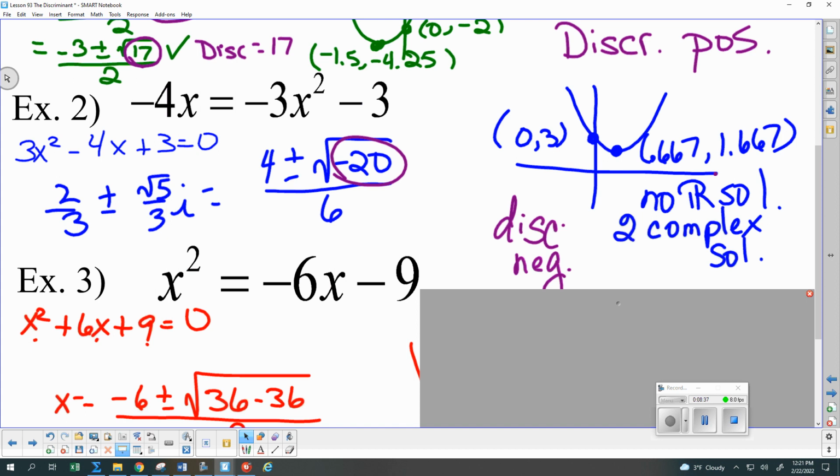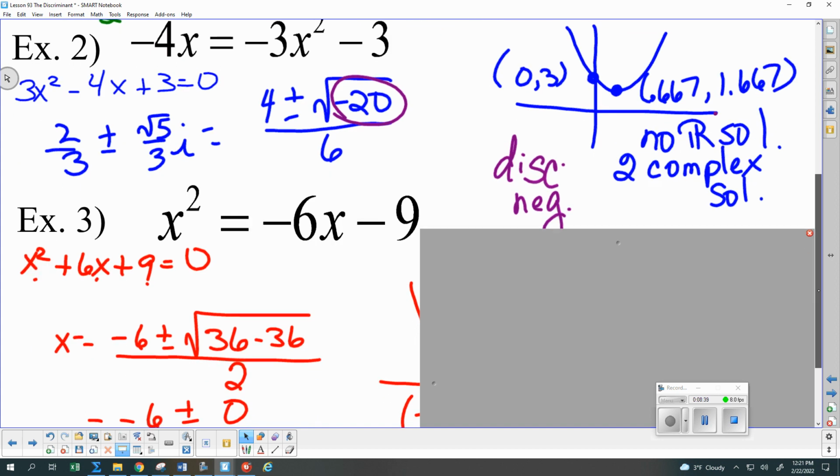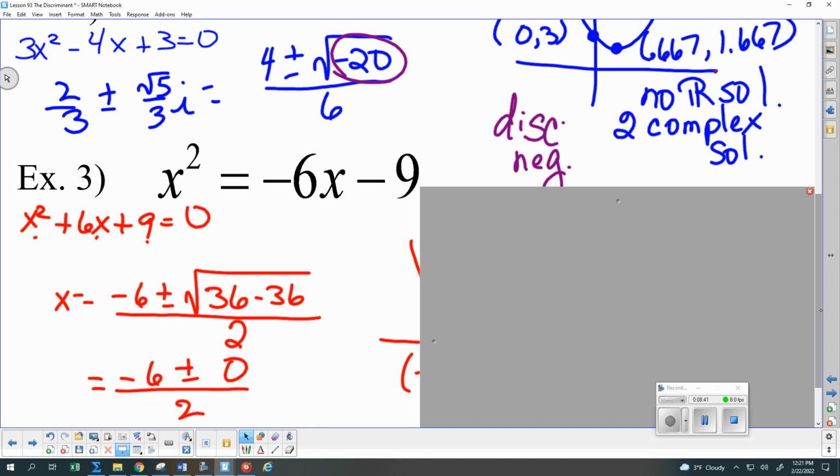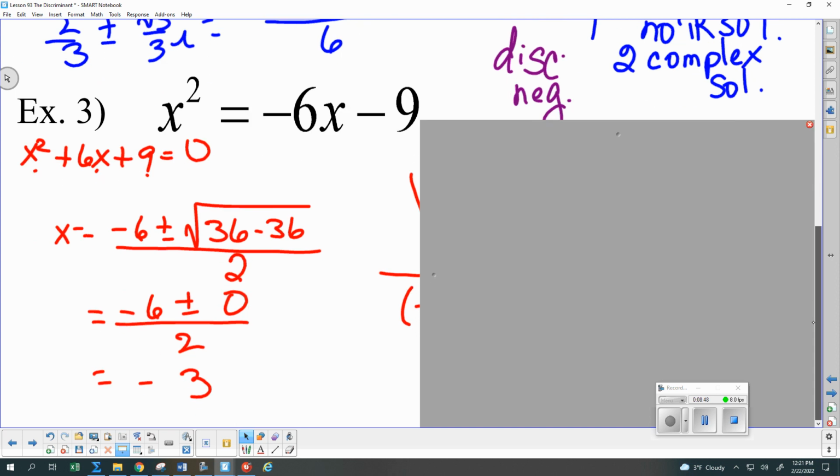The last one, x squared plus 6x plus 9, gives us -6 plus or minus the square root of 36 minus 36, so the square root of 0 over 2, which means -3. This one is sometimes called a double real root because I could have factored that as x plus 3 squared equals 0. X is -3 from the first parentheses, x is -3 from the second parentheses. That's why the name double real root that you saw on the earlier slide there.